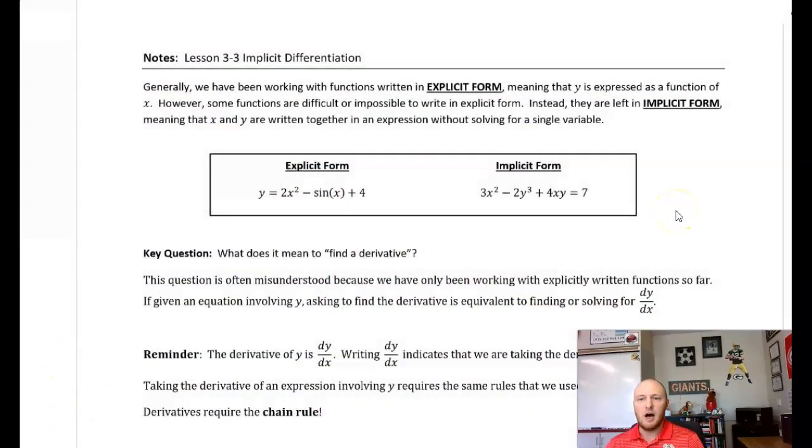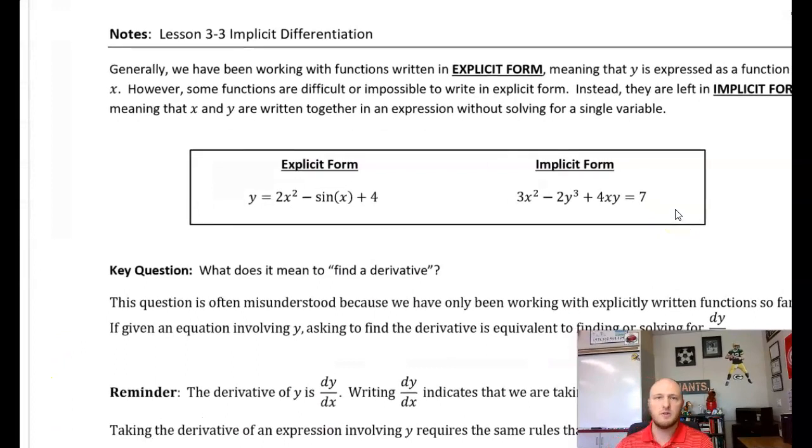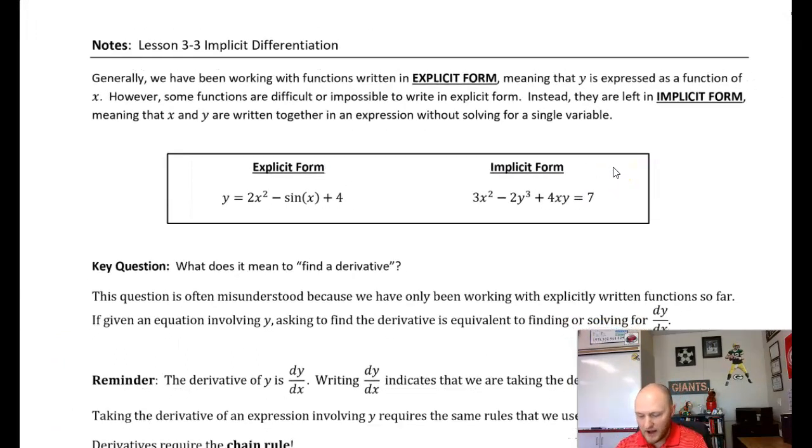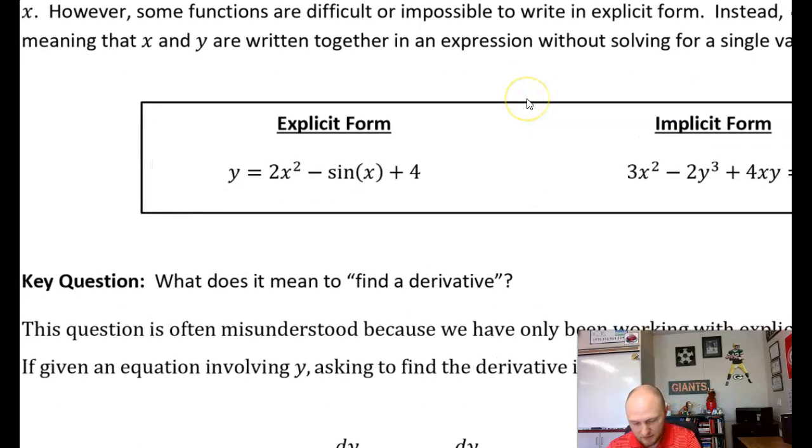So, up until now, we have only worked with functions written in explicit form, meaning that y is expressed as a function of x. Now, however, some functions are difficult or impossible to write in explicit form. Instead, they are in implicit form, meaning that x and y are written together in an expression without solving for a single variable. Now, we'll go ahead and give you an example of explicit form.